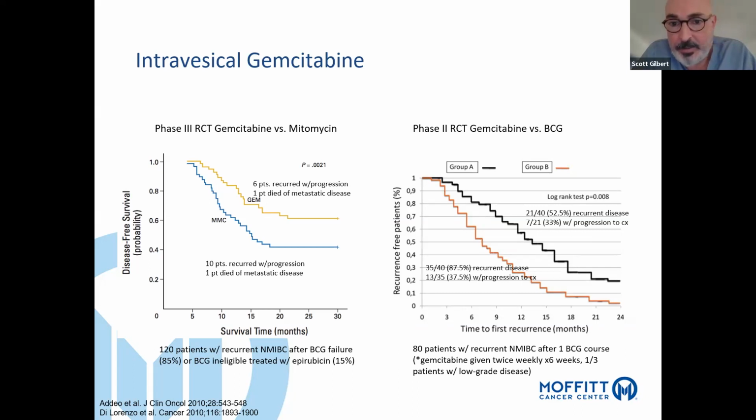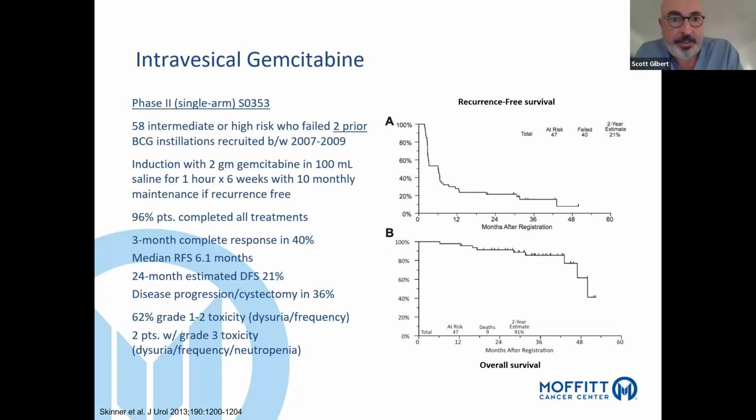And then in terms of a phase 2 randomized control trial looking at gemcitabine versus BCG, 80 patients with recurrent disease, not BCG unresponsive, but recurrent after one course of BCG, they had better disease control rate than patients treated with a second course of BCG. So that's the rationale for why to use gemcitabine.